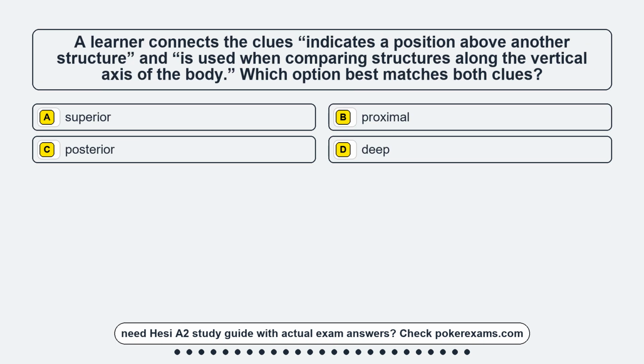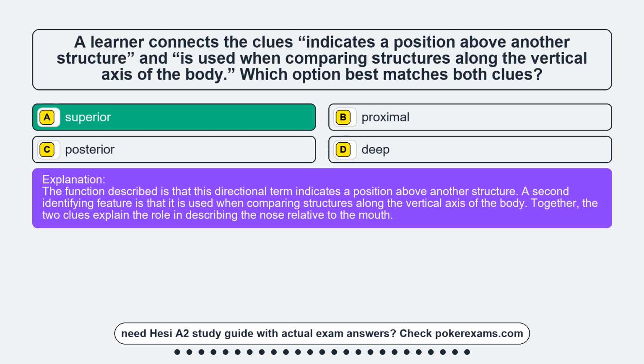Question 25. A learner connects the clues: indicates a position above another structure, and is used when comparing structures along the vertical axis of the body. Which option best matches both clues? Option A, superior. Option B, proximal. Option C, posterior. Option D, deep. The correct answer is option A, superior.